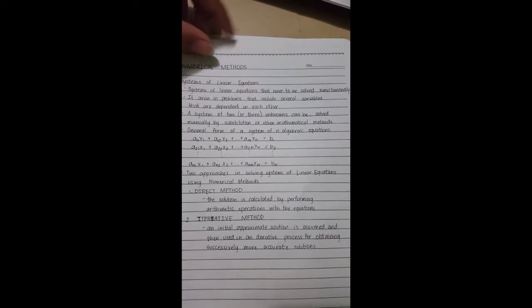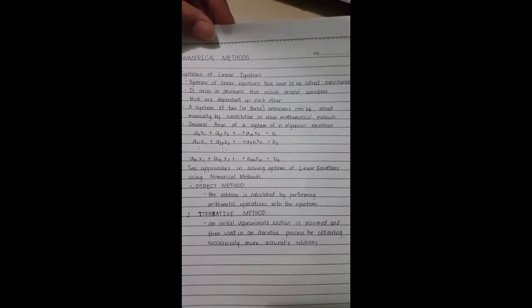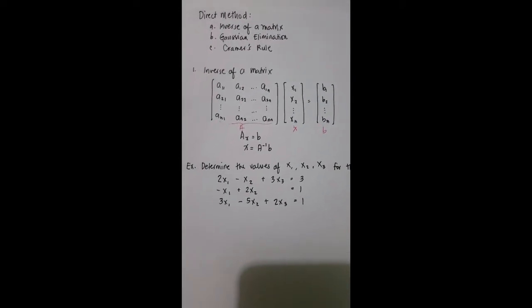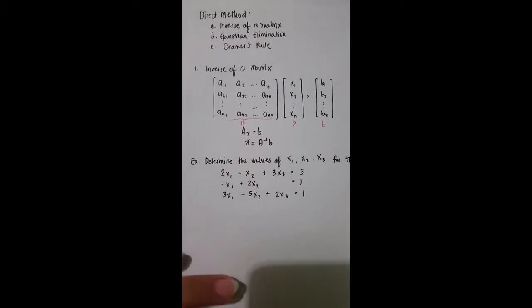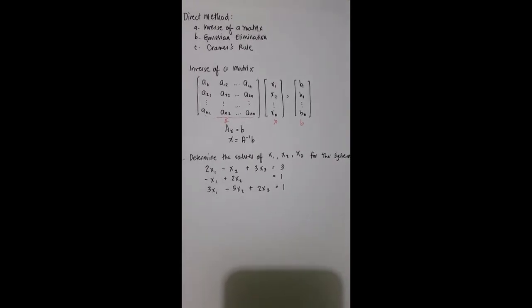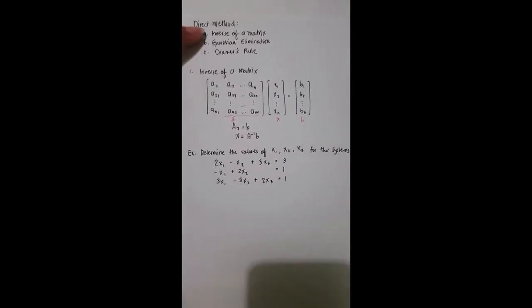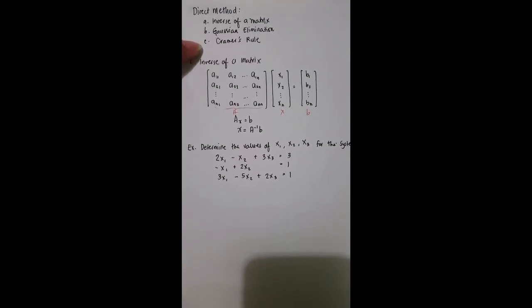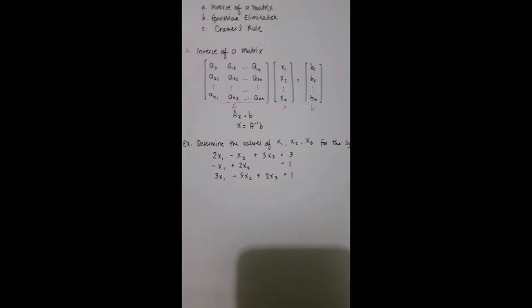Okay, so what we will have to learn are the three different types of direct method. So, we have three types of solving linear equations. We have first using the inverse of a matrix, which we have learned earlier. Then we have the Gaussian elimination and the Cramer's rule. Okay, so let's start with the inverse of a matrix.